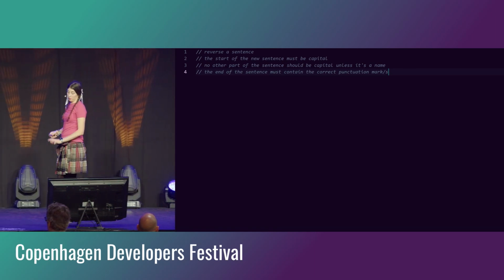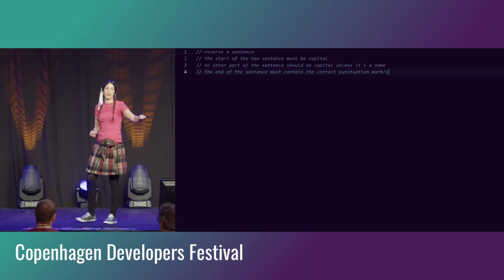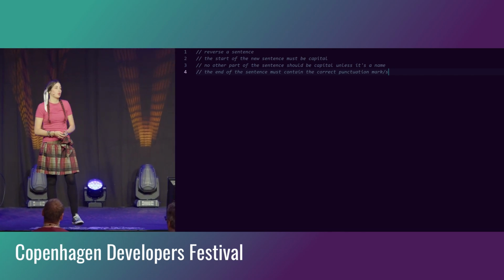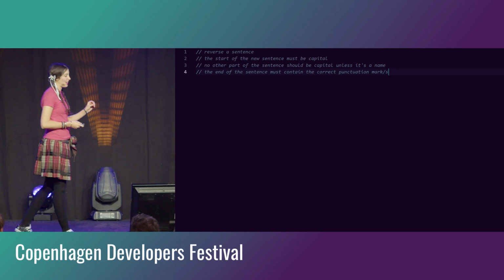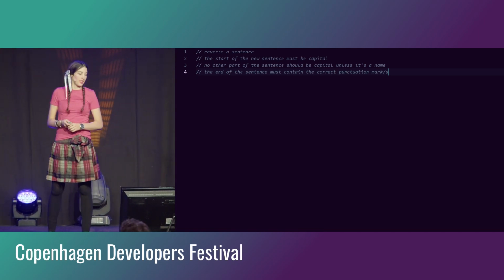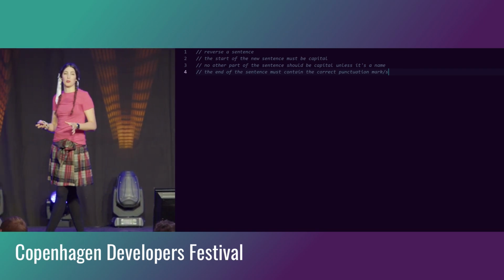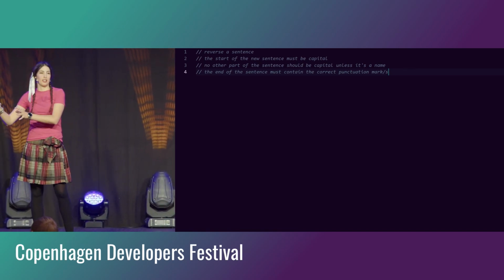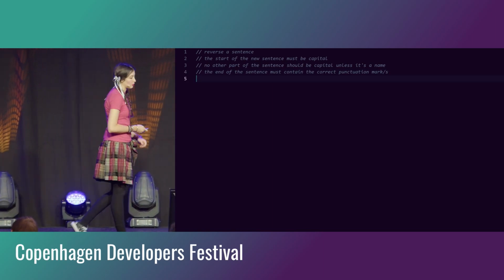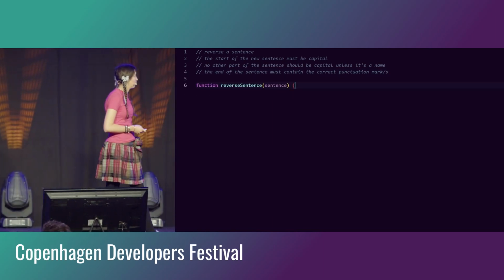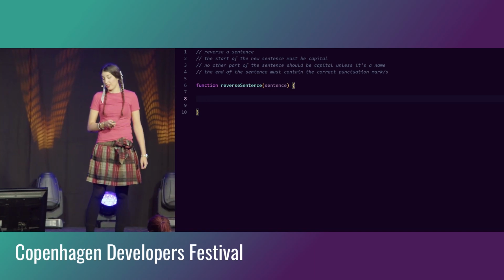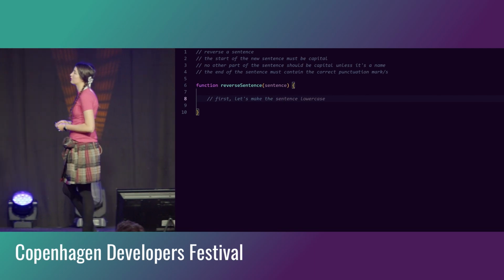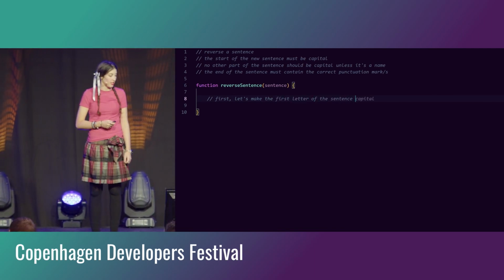To start with, I just asked GitHub Copilot to reverse a sentence, and it gave me a one-line answer. I was like, that's okay, but I would need a little bit more context. So I provided a few more comments for exactly what I wanted. Start the new sentence with a capital. No start of the sentence should be capital unless it's the name of a person or place. And the end of the sentence must contain the original punctuation. So I put all this in, and GitHub Copilot goes, okay, I can start with a function, reverseSentence. Well, that's a good spot to start with. It's even given me a very meaningful name for this function. I was like, okay, that sounds great.